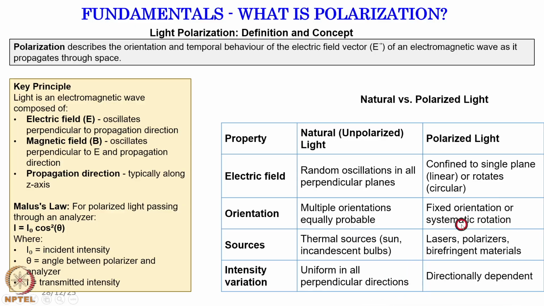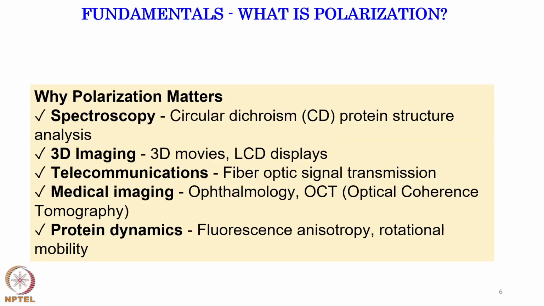Natural light can come from any thermal source, it can be the sun or a bulb, like a common tube light or bulb that we have. But for polarized light you have to have a laser and a polarizer or some birefringent material which gives you this polarized light. And intensity can be uniform in all directions, but here direction determines where the intensity is going to be.